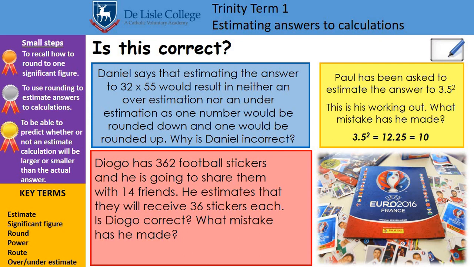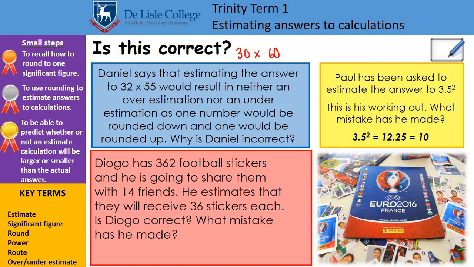Right, let's have a look. So Daniel says that estimating the answer to 32 times 55 would result in neither an over nor an underestimation, as one number will be rounded up and one will be rounded down. Why is he incorrect? Well, he's certainly incorrect. It's going to be one or the other because you've changed both of the numbers, because that would become 30 and that will become 60. So just changing the numbers means you're going to get an over or underestimation, and it's actually more likely to be overestimation because of how much you've increased that by as opposed to that. So you could check that to see which one it is.